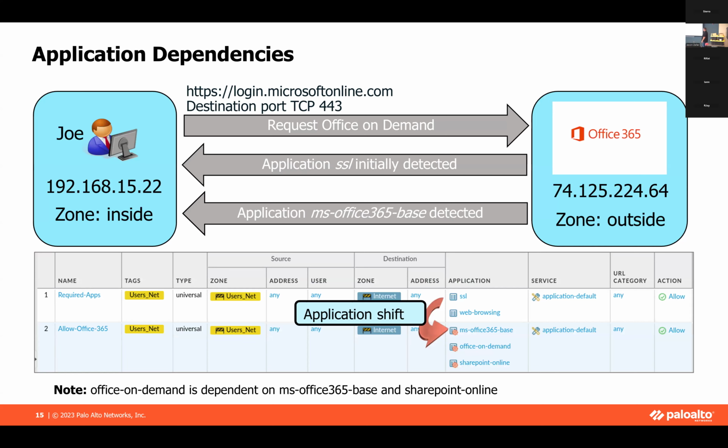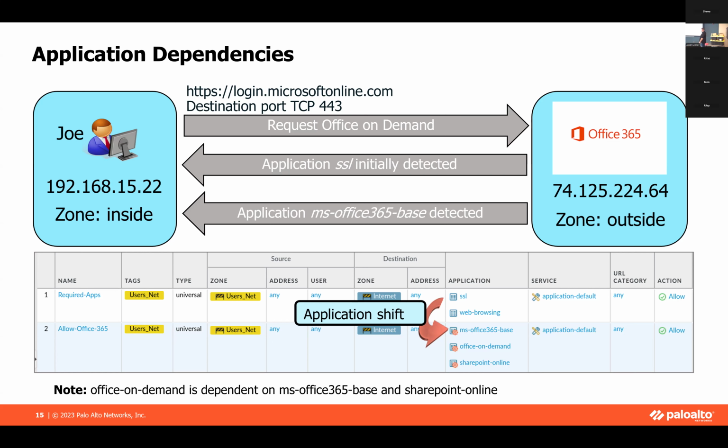On application dependencies, obviously you're going to have some subsets go through there, right? So for example, if I'm Joe and I'm trying to access login.microsoftonline.com, it's going over 443. That is requesting Office on Demand. However, the initial application is going to be SSL. And then after that, we can detect that we are using Microsoft Office 365 base.